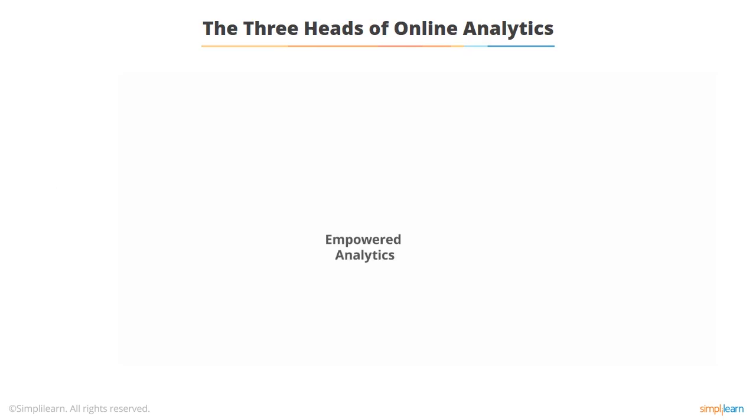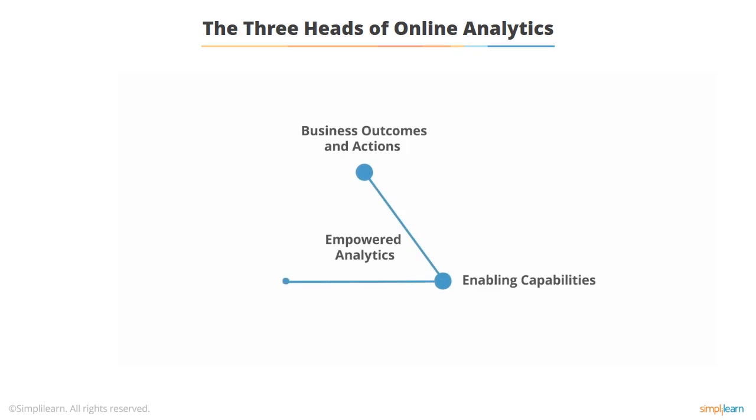So let's see how we have 3 different areas of skills that we need to understand in order to be successful as an analyst. The first one is the business outcomes and actions. The second aspect is the enabling capabilities, and the third one is analysis. So let's look at each of those aspects.